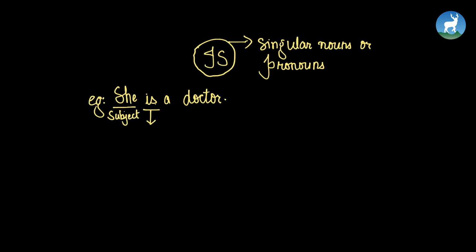She is. So is is linking the subject to the predicate. Predicate means the second part of the sentence. So here is is helping link the first part of the sentence to the second part of the sentence, right? All right, now let's move to the use of am.